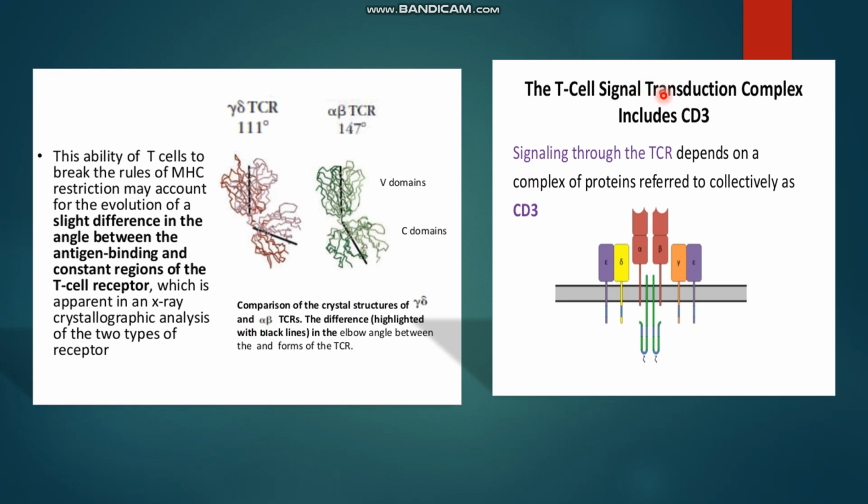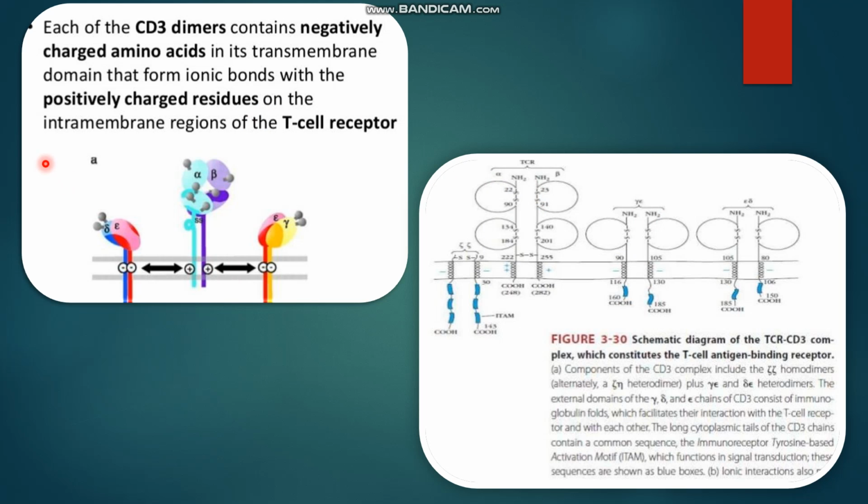The T cell signal transduction complex includes CD3. Signaling through the TCR depends on a complex of proteins collectively known as CD3. Each CD3 dimer contains negative charges. They are both negatively charged and alpha beta is positively charged. So these all bind together through positive-negative interaction between them.